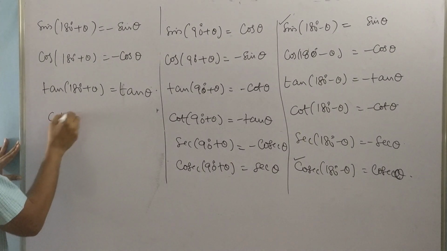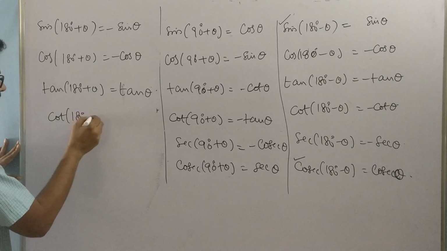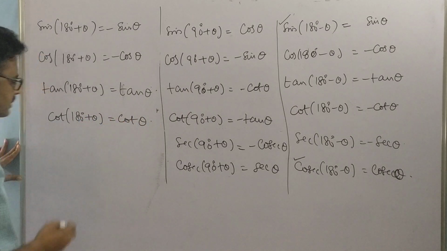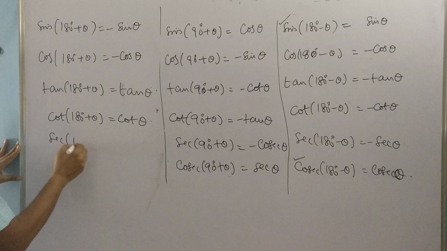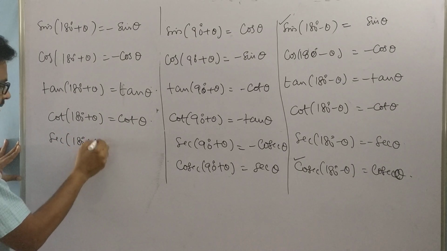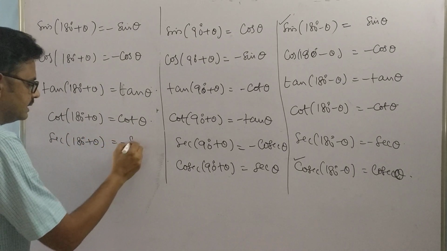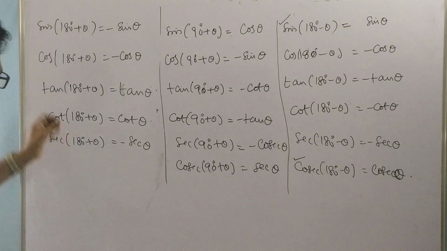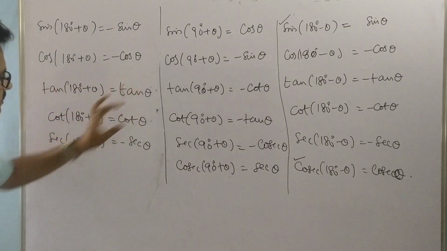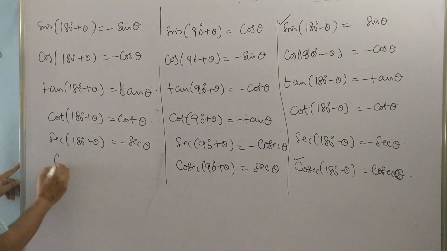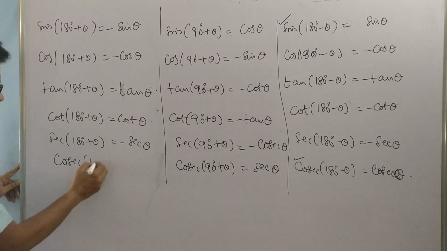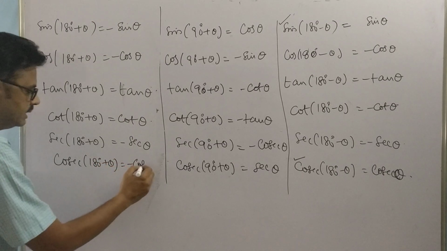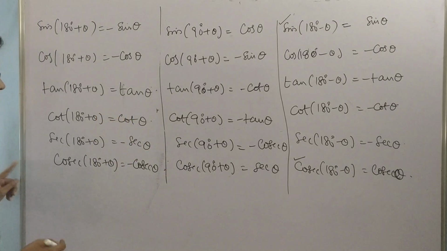Next, cot of 180 degrees plus theta is equal to cot theta. Secant of 180 degrees plus theta is equal to minus secant theta, because in the third quadrant secant is negative. In the third quadrant only these two are positive. Cosecant of 180 degrees plus theta is equal to minus cosecant theta.